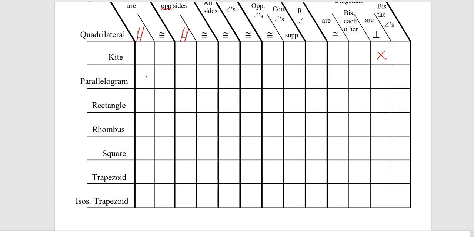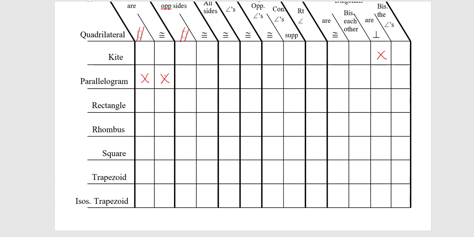By definition, we know that two pairs of opposite sides are parallel. We also know that two pairs of opposite sides are congruent. We did a proof on that, basically showing that if I draw in a diagonal, the two triangles are congruent to each other.